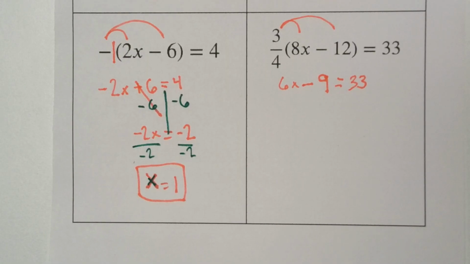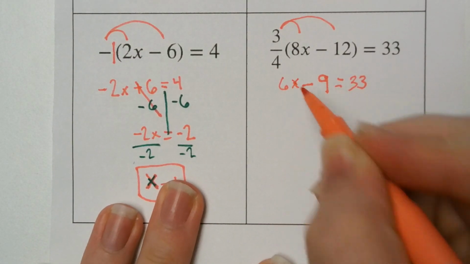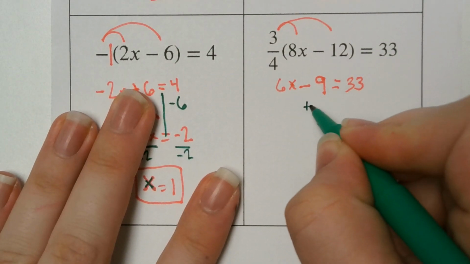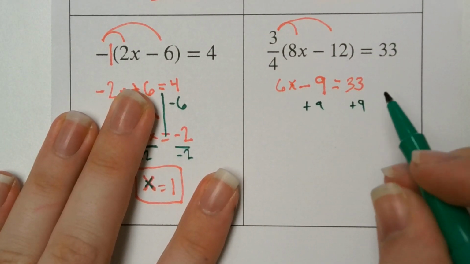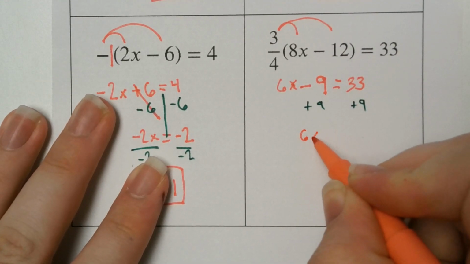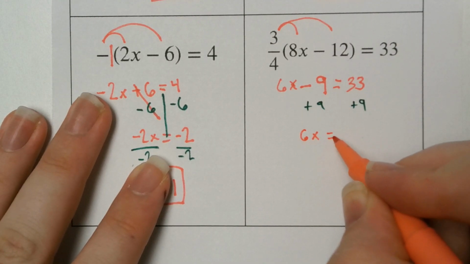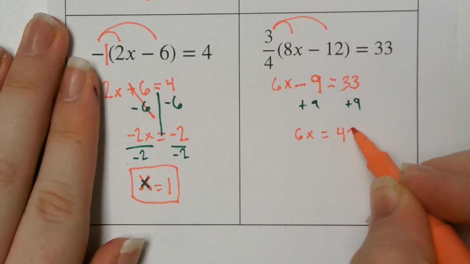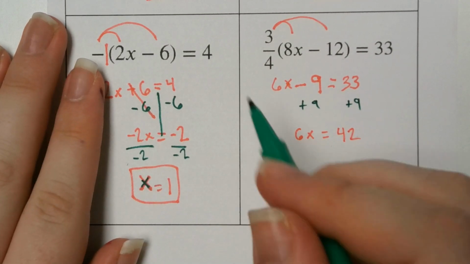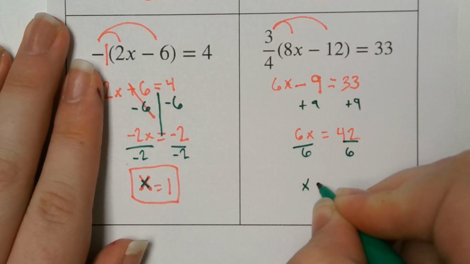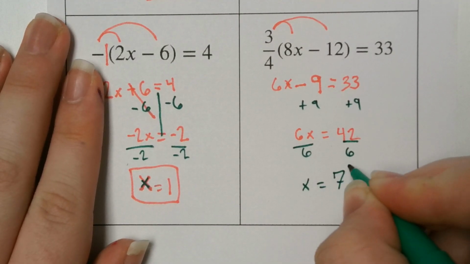So, now we have 6x minus 9 equals 33. How do I get rid of that minus 9? Good. So we're left with 6x because negative 9 plus 9 is 0. What is 33 plus 9? How do I get rid of that 6? Divide by 6, and we get x equals, boom.